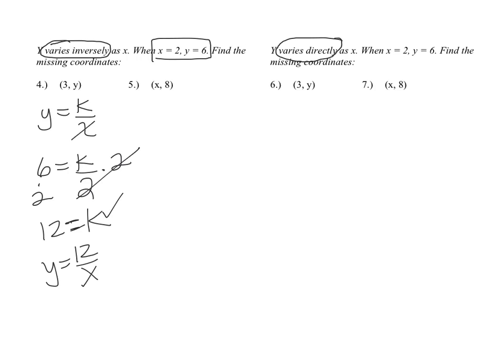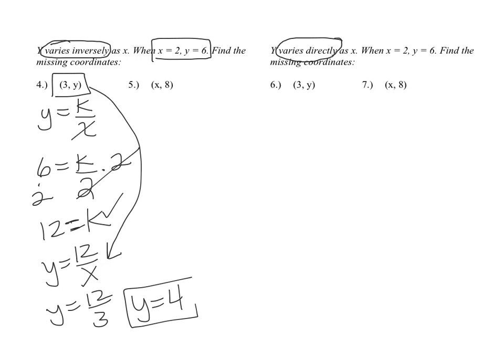The equation is the rule for this situation. Now I can go back up here and say, all right, I need to find the value of y when x is 3. So now I'm going to come down here and put the 3 in for x and solve for y. So I get y is equal to 12 over 3, and 12 over 3 is 4, right? So the answer to this question is y equals 4.